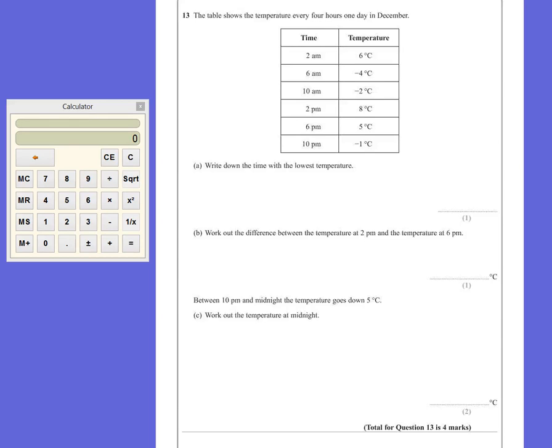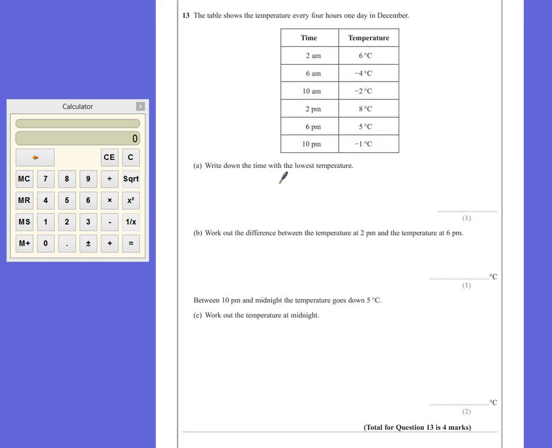Question 13. The table shows the temperature every 4 hours one day in December. Part A, write down the time with the lowest temperature. Biggest mistake here would be to automatically say -1, because 1 would be the smallest number if they were all positive. Thing to remember is, when dealing with negative numbers, the further down you go, the bigger the negative number becomes. So the lowest temperature would be -4.